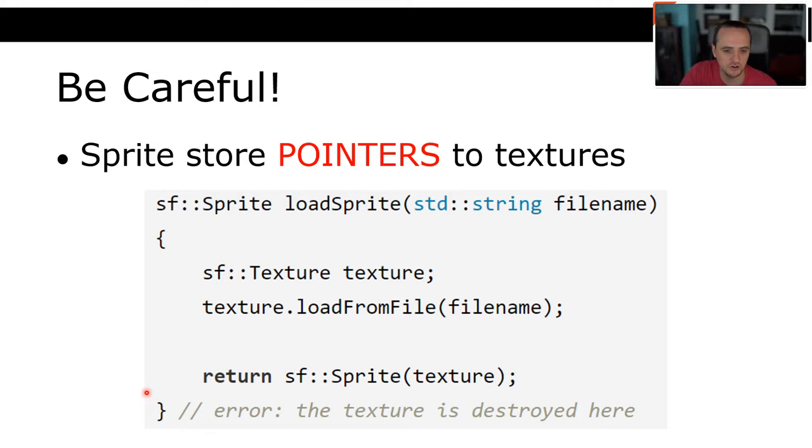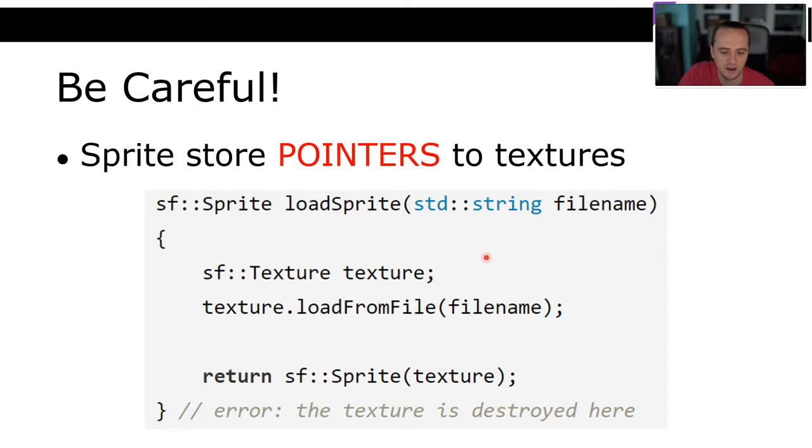So, we have a function here. Let's say we have a function called loadSprite. It's going to take in a string, which is the file name of the texture that the sprite should load, and then it's going to return a sprite object. So here's what we're going to do. We're going to create a texture object and load the texture from a file.